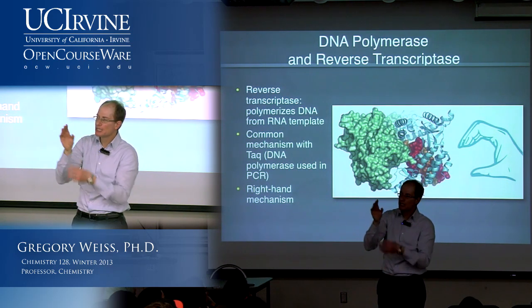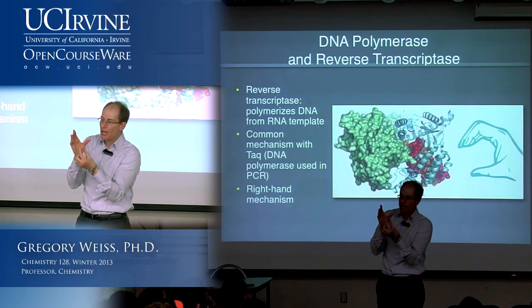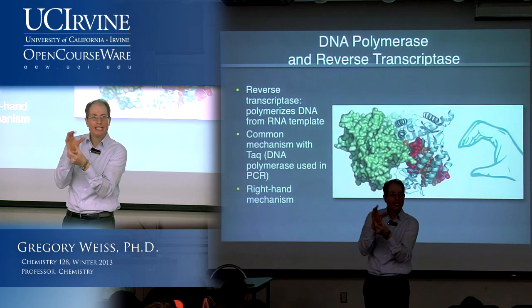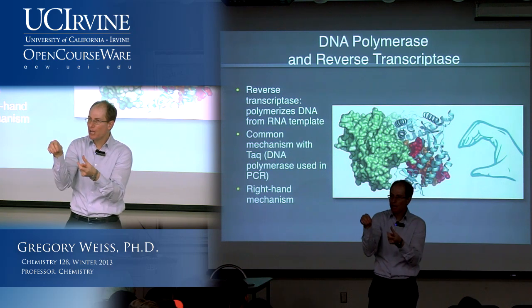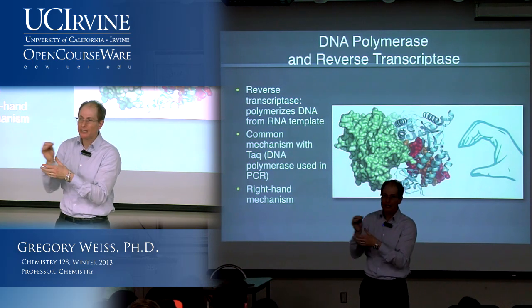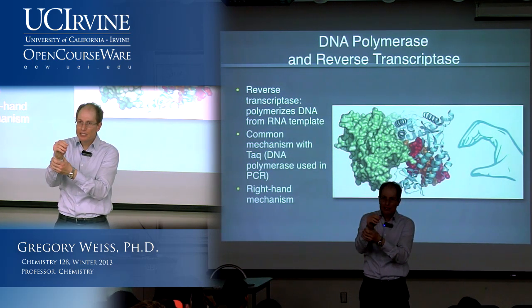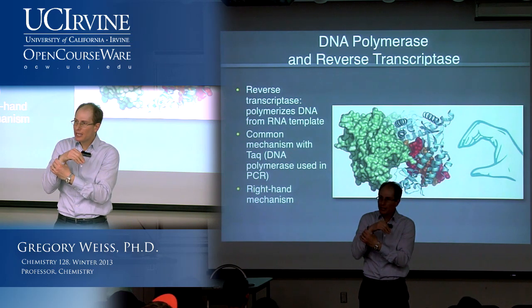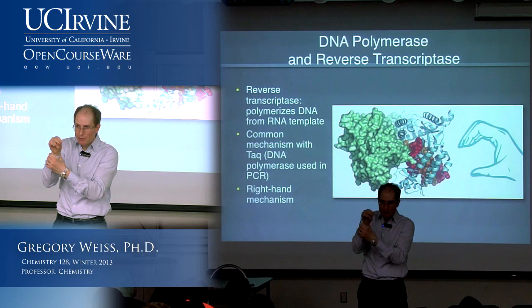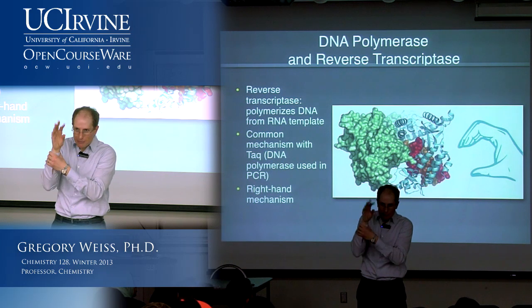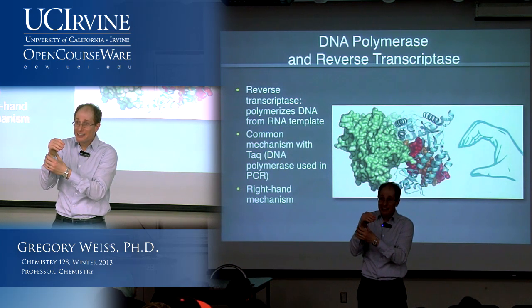Each time that closes, that brings the magnesiums up to the triphosphate, setting up formation of the covalent bond that I showed on the previous slide. So each time the hand closes, that's one nucleotide that's been added. Let's do this. We have one bond. Now let's do a couple more. Bond, bond, bond.